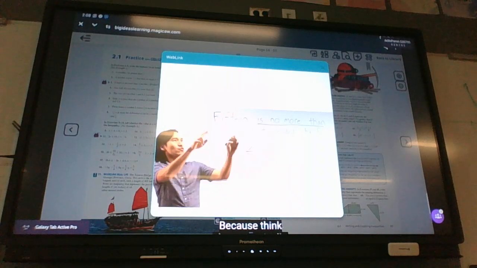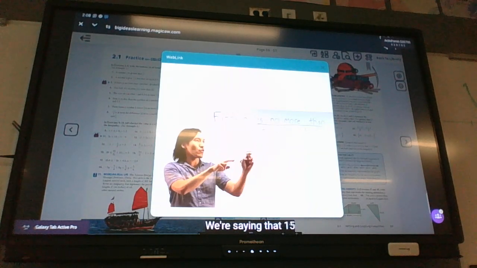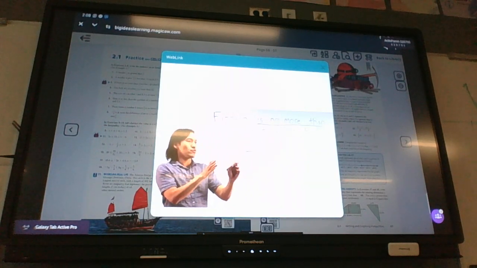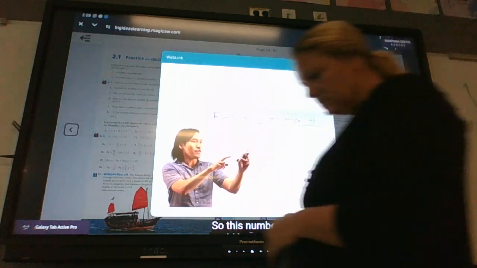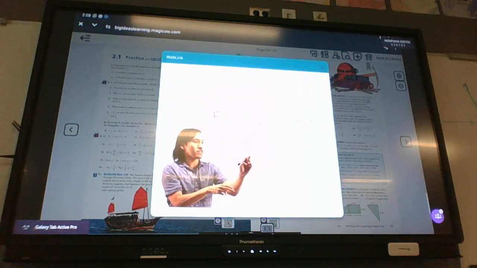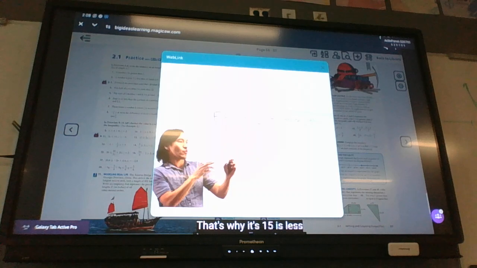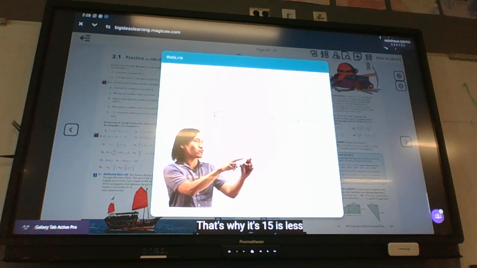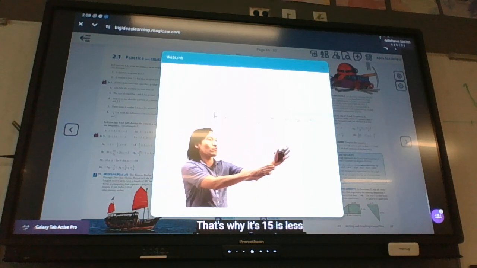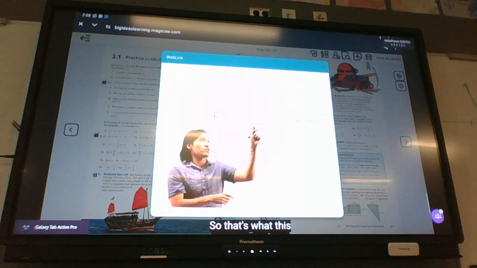Because think about it logically, we're saying that 15 is not more than what's about to come up soon. So this number, it could be 15, right? It could be equal to 15, or it's less than it. That's why it's 15 is less than or equal to whatever we're about to write soon. So that's what this means right here.